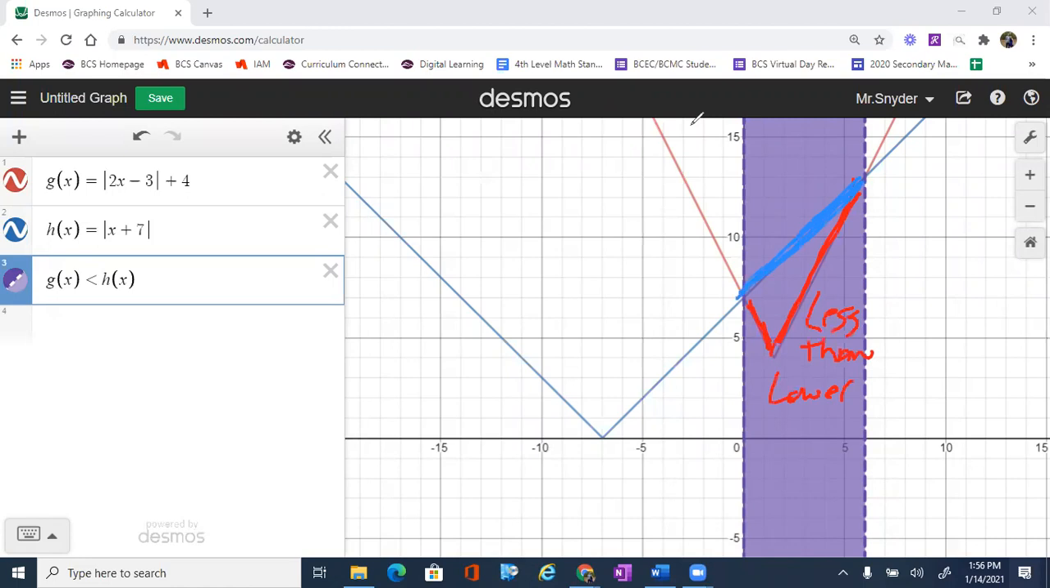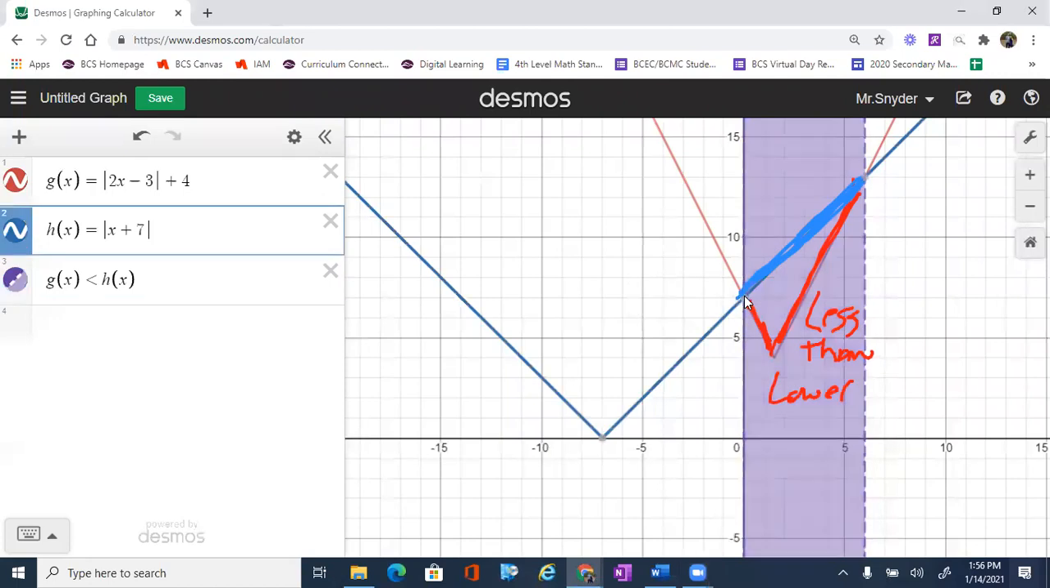So the one thing we need to do is find those intersections. We can find those pretty easily. We just need to find out where they are connecting. What you'll see is that is happening between the x value of 0 and the x value of 6. So from 0 to 6, it is happening that the red one is lower than the blue one.